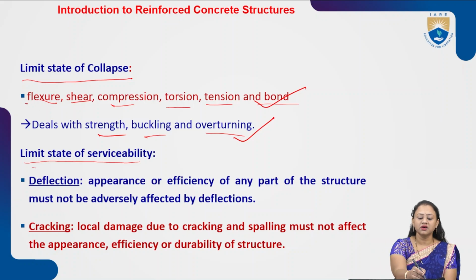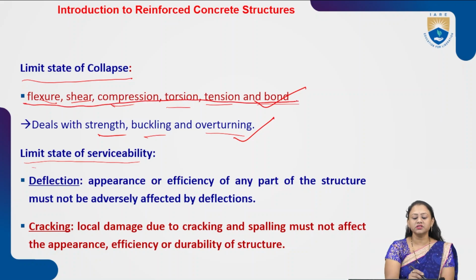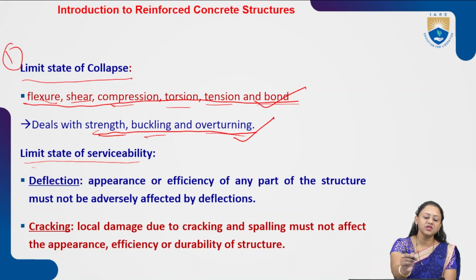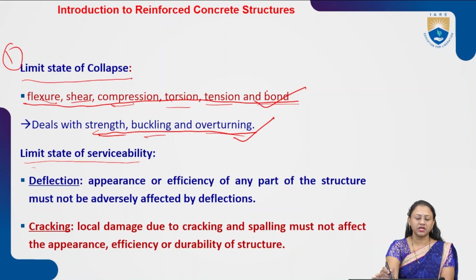So all these different forms of forces, right? Flexure, shear, compression, torsion, tension and bond. These involve strength, buckling and overturning. So the first one, the limit state of collapse, is going to deal with these problems: flexure, shear, compression, torsion, tension and bond.